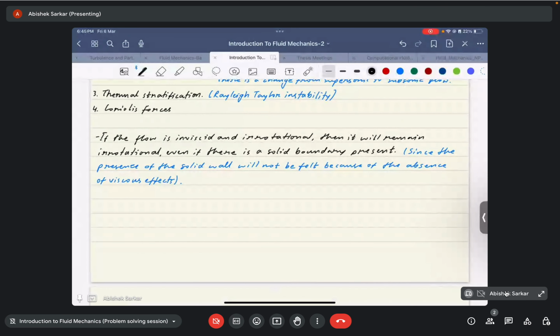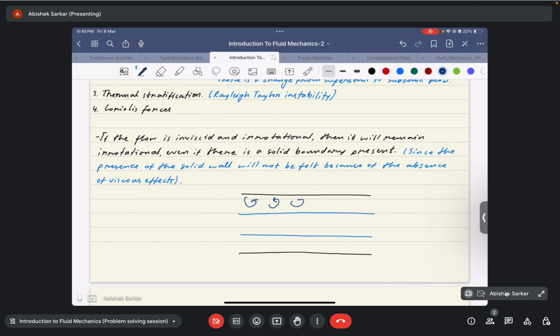So if these are the two edges or two banks of the river, then this is the region that I am talking about. These regions, because of the presence of the edge of the river bank, will be rotational. Kindly ignore the direction of rotation of the eddies, as I'm just drawing for the concept. These regions will remain rotational because vorticity is generated from the edge of the river.